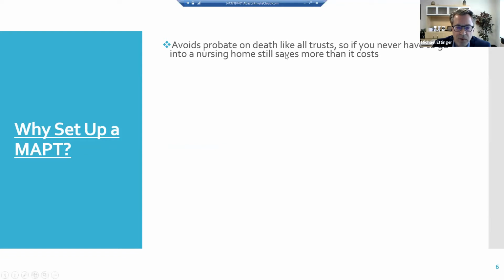Well, all trusts avoid probate. So even if you don't have to go to a nursing home or you don't need home care, it still saves a lot more than it costs because you avoid a court proceeding at death. Someone called probate like a lawsuit that you start against yourself. Remember, there's nobody on the other side, but for the will to be proved valid, you have to go to court. The executor has no power until the court has decided.